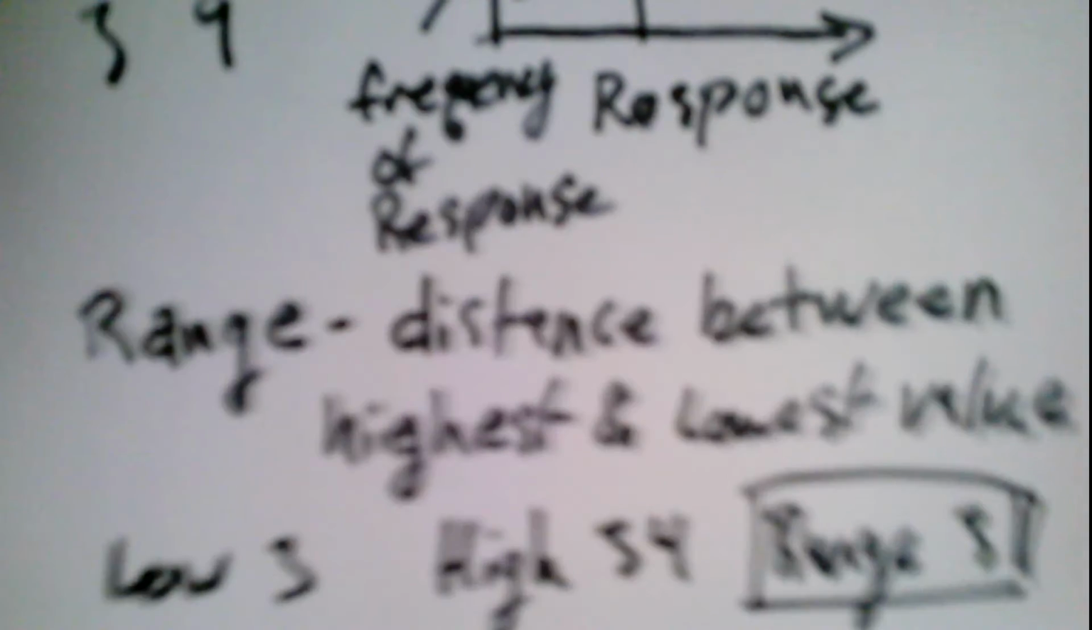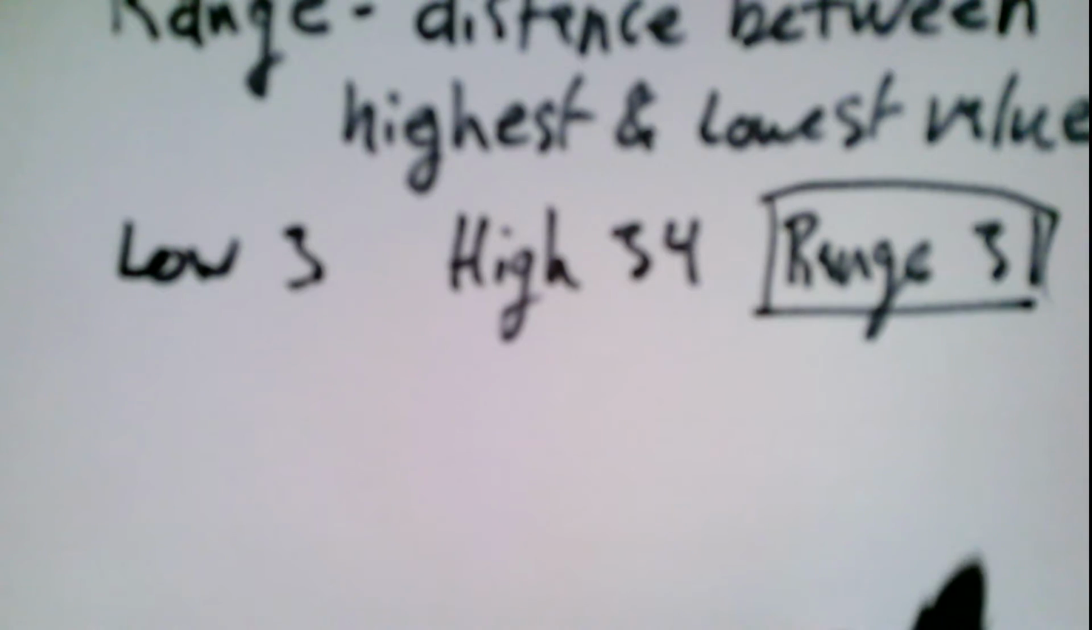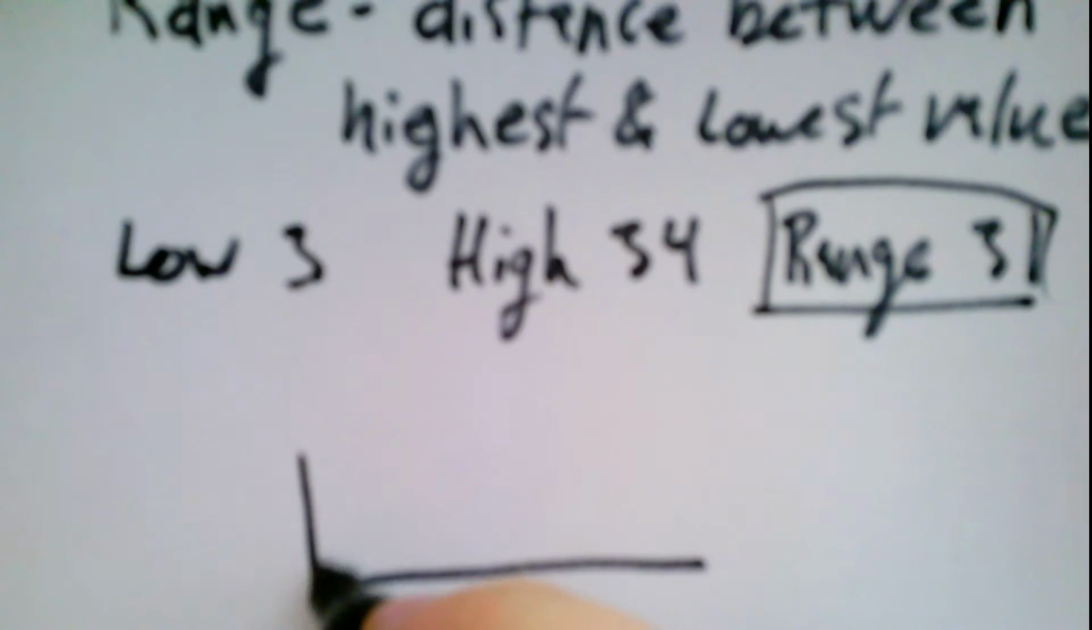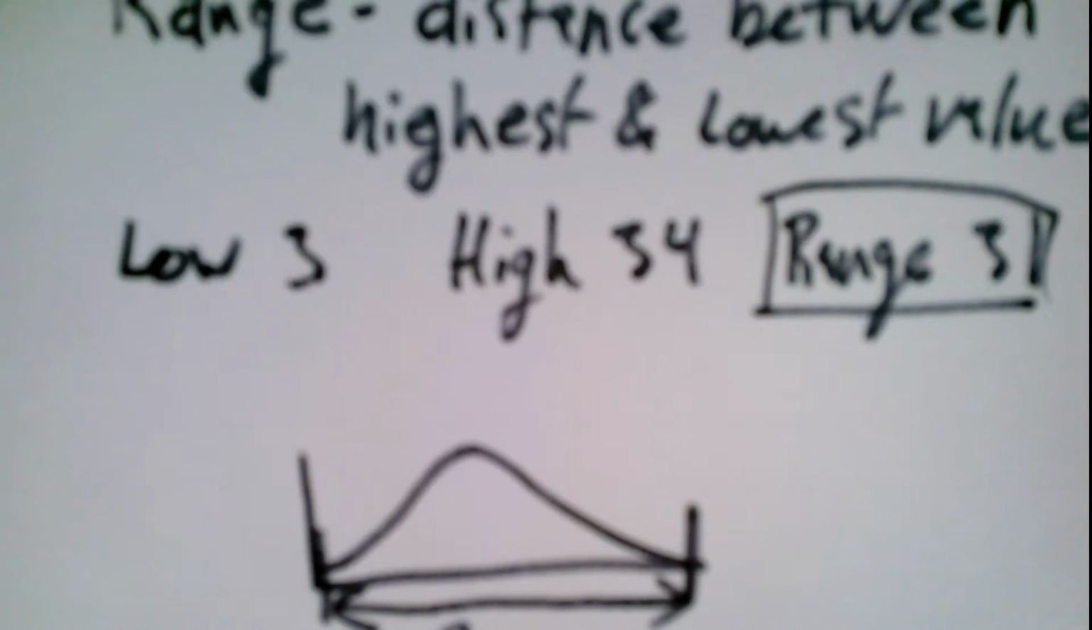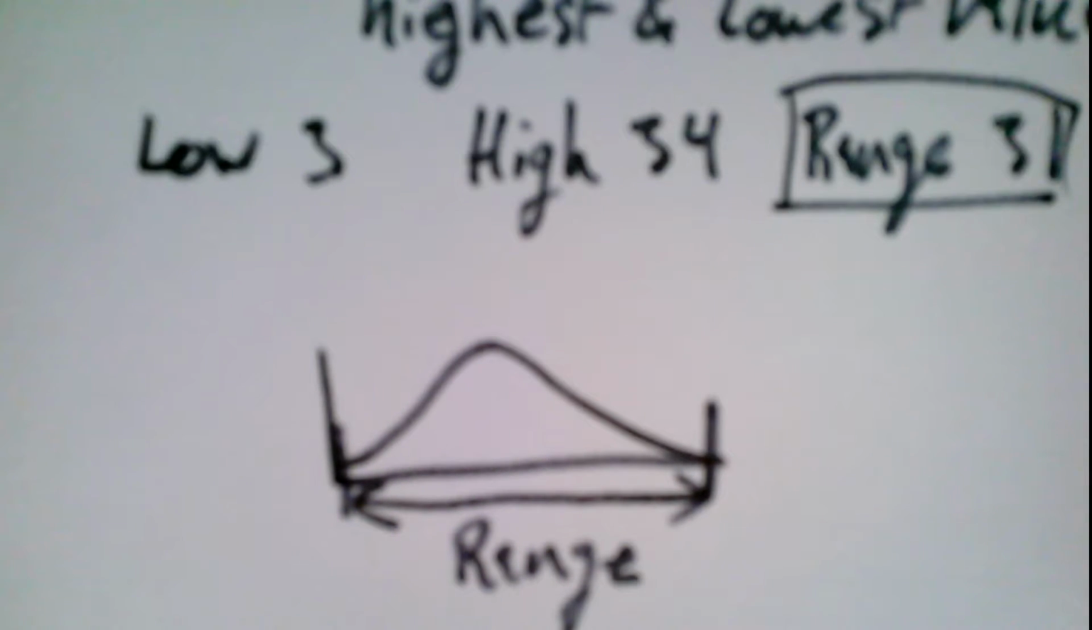So the range tells us, when we have some sort of frequency distribution, the distance between the lowest and highest point. And that's an important thing. That tells us something about the shape of our distribution. It doesn't tell us a lot about our distribution, but it does tell us something. And we're going to continue to add more different traits that we can study.